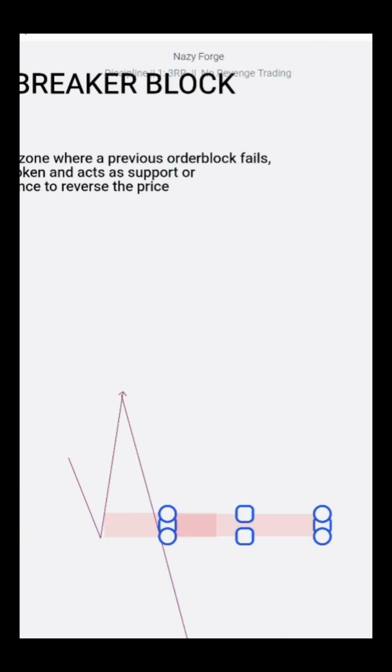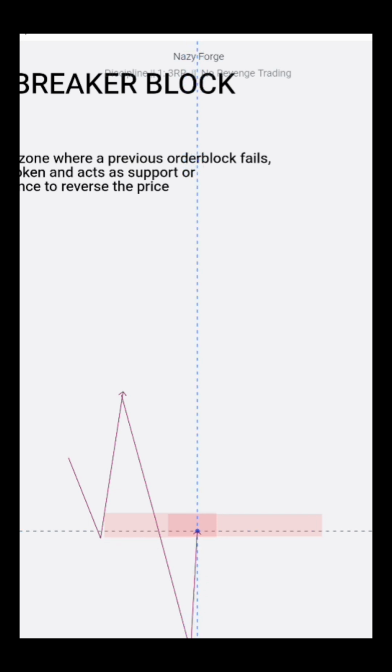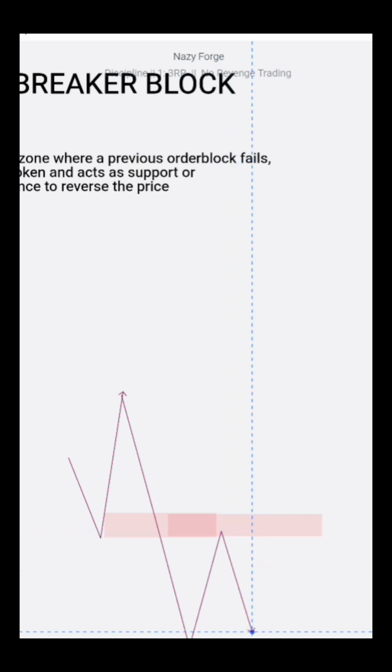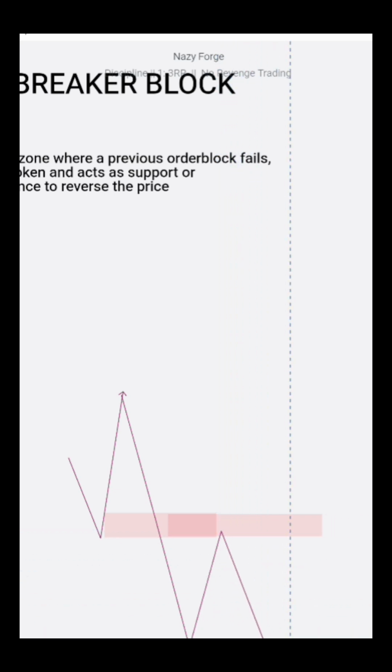So instead of the former order block acting as a support where price taps and continues going up, it has been broken. So price will still come back to that point now, no longer acting as a support, but now as a resistance to push price downward. This is what a bearish breaker block looks like.